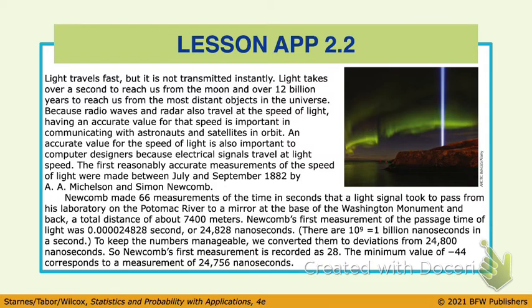Newcomb's first measurement of the passage time of light was 0.0000248828 seconds, or 24,828 nanoseconds. There are 10 to the 9th, or 1 billion, nanoseconds in a second. To keep the numbers manageable, we converted them to deviations from 24,800 nanoseconds. So Newcomb's first measurement is recorded as 28. The minimum value of negative 44 corresponds to a measurement of 24,756 nanoseconds. That's 24,800 minus the 44 nanoseconds.